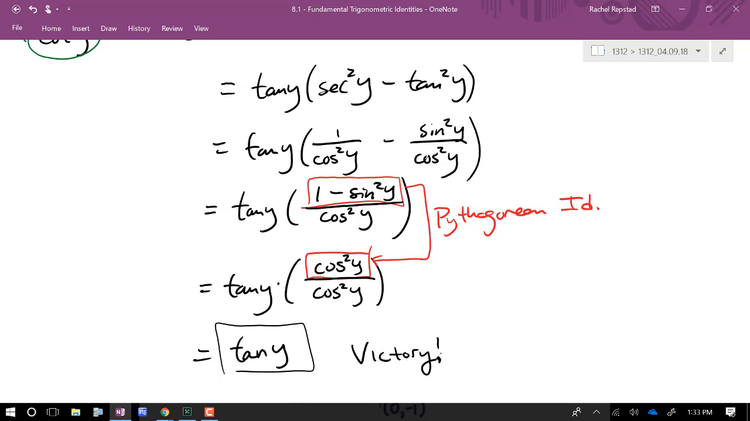You could also have chosen up here at this step to use one of the other versions of the Pythagorean identity, the two other Pythagorean identities. One of them involves secants and tangents and not sines and cosines, and that would work as well.